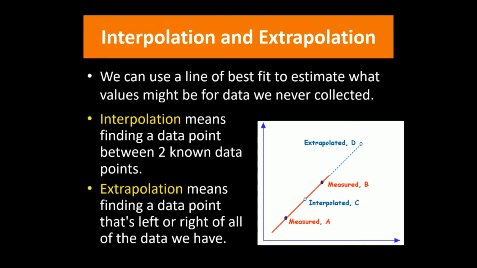So for instance, if I knew your height when you were 6 years old and your height when you were 8 years old, I could probably interpolate an approximate height for you at the age of 7, somewhere in between those 2 points. If, however, I was trying to predict what your height was when you were 35, that would be extrapolation. That's going beyond the data points. And my guess probably wouldn't be fantastic.